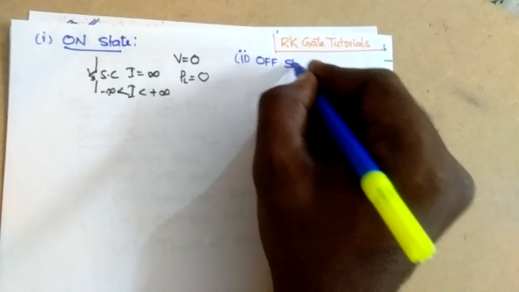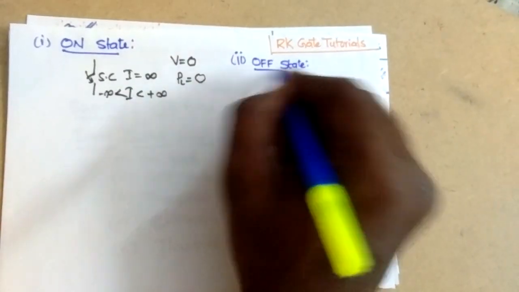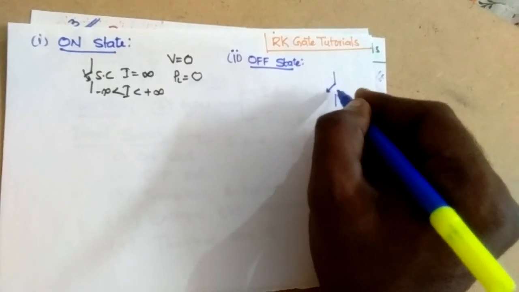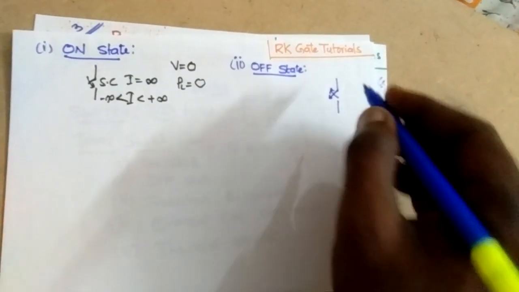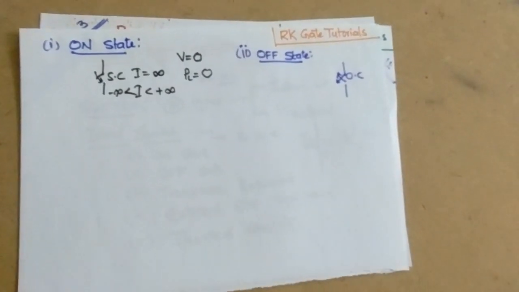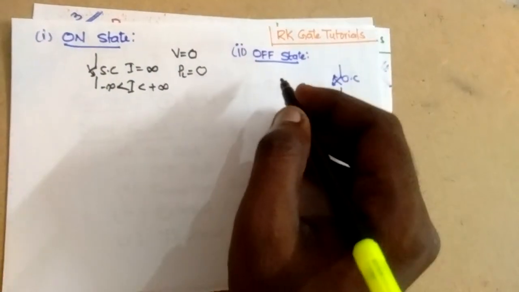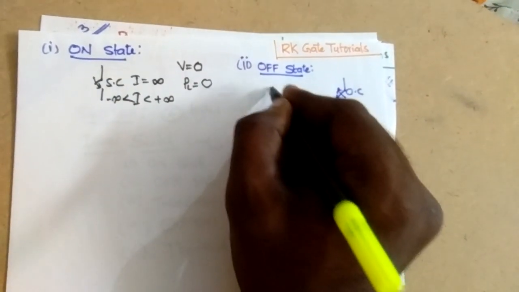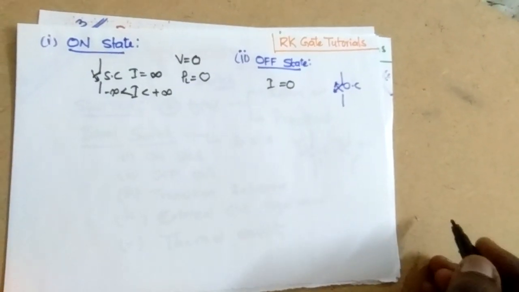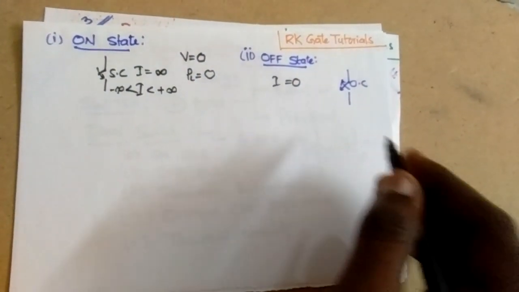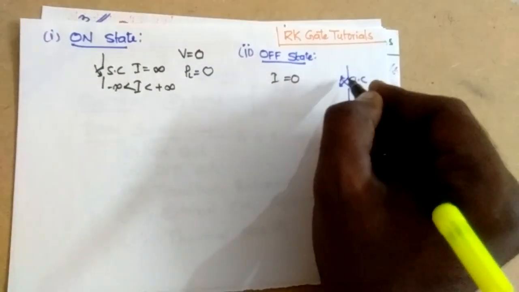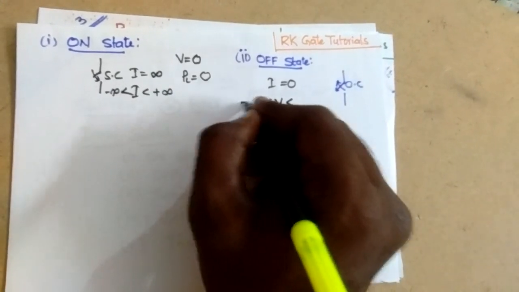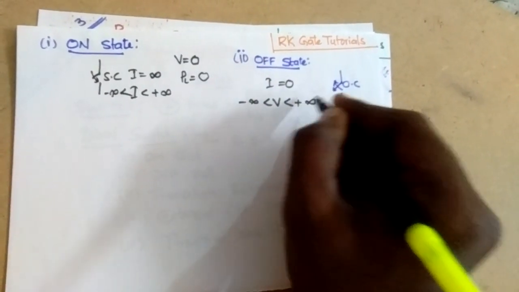Off state. As you understood this, automatically you will be able to understand this one as well. So this is the switch. When we open the switch, it becomes an open circuit, so what happens to the current? The current becomes 0. There is no flow of current. Then what happens to the voltage? The whole voltage appears across this, so the switch can withstand the voltage from minus infinity to plus infinity.